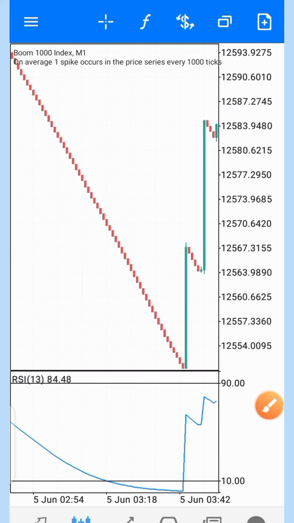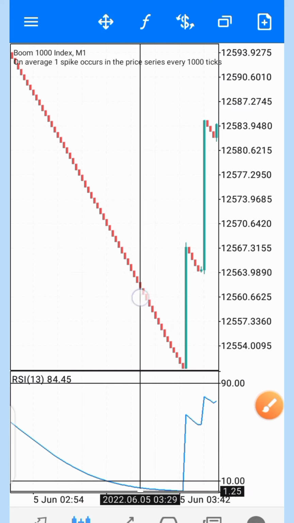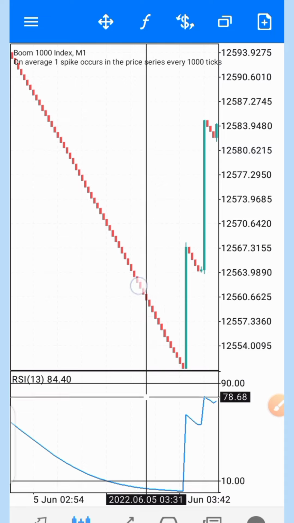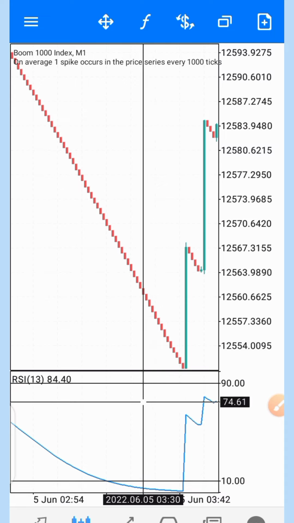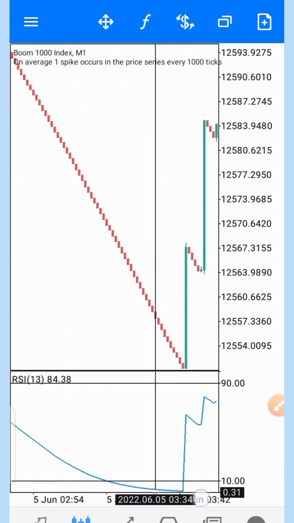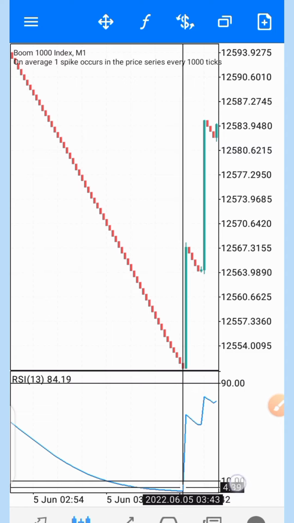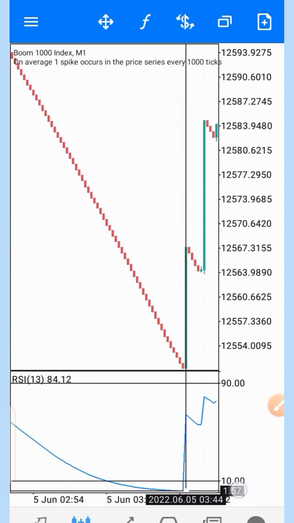Let me bring out my crosshair. You can see the RSI come down to this level. See where my crosshair is, and the spike happened at the level of 1.88. This is where the spike happened, 1.88.